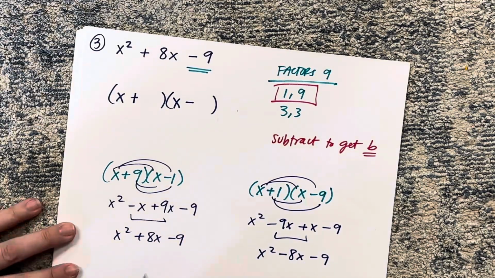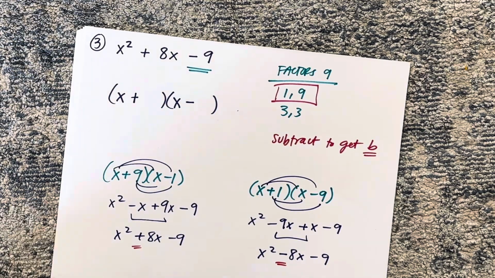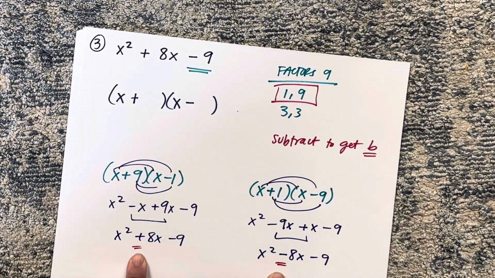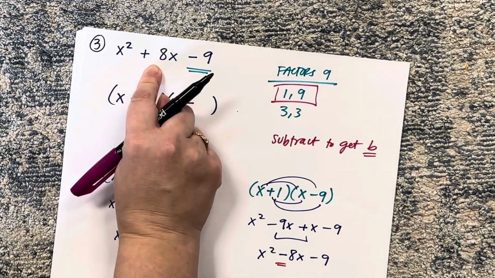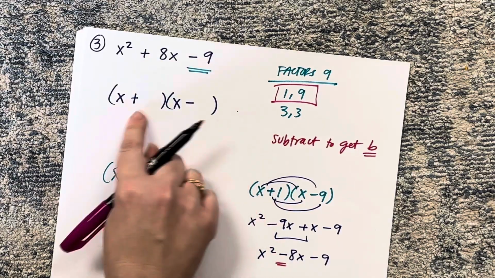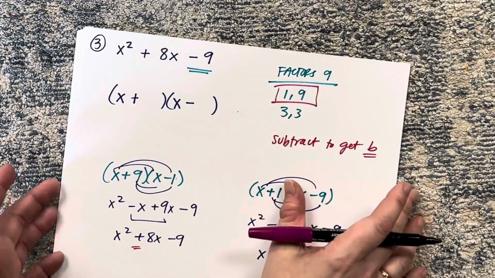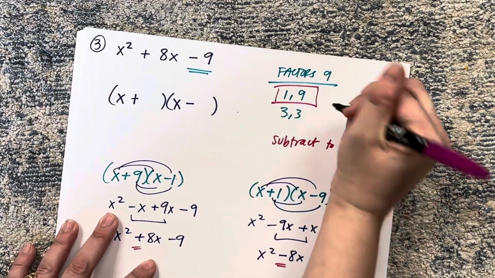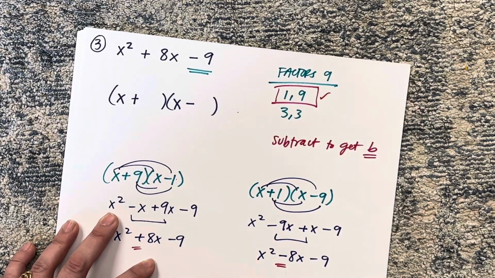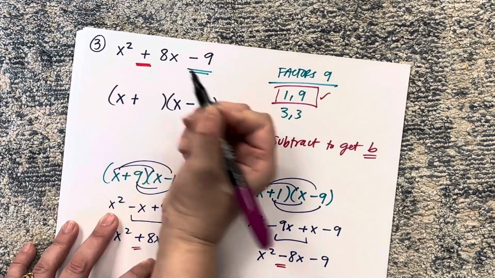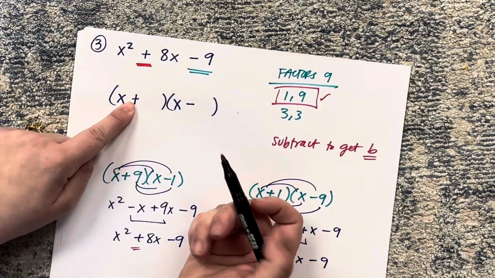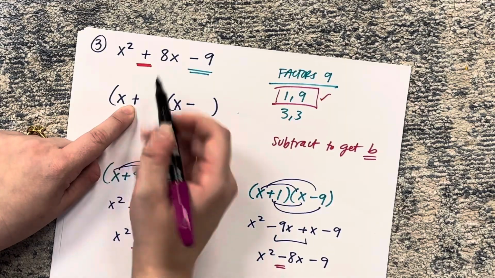Okay, doesn't seem like that big of a difference, but you're getting the wrong B term depending on where you're putting your factors. So the trick is you figure out which factors you're going to use. You're going to use 1 and 9. Now you just look at this sign. I have a plus sign. So your bigger factor goes with the plus.